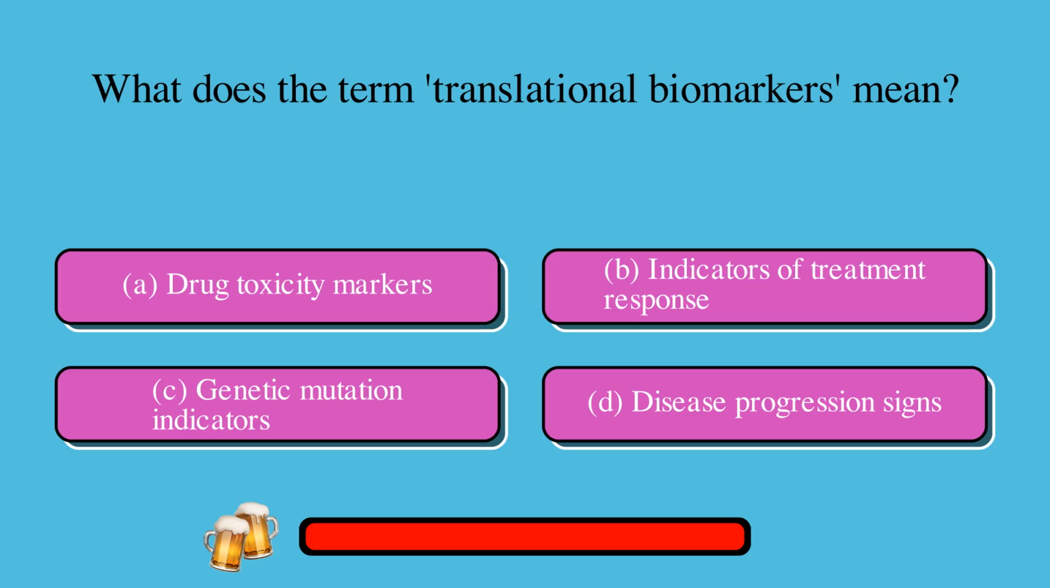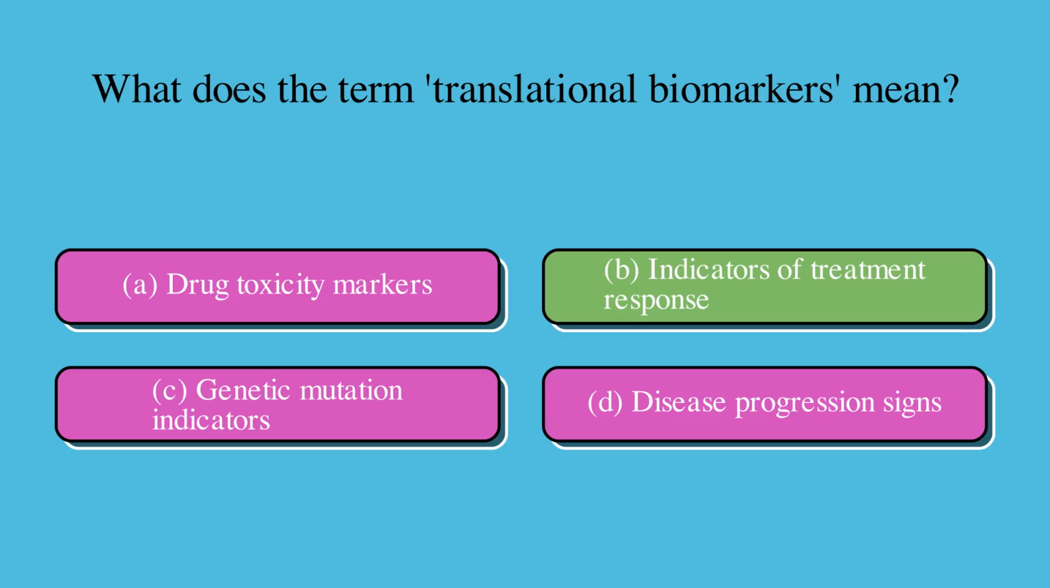What does the term translational biomarkers mean? A, drug toxicity markers, or B, indicators of treatment response, or C, genetic mutation indicators, or D, disease progression signs? The correct answer is B, indicators of treatment response.